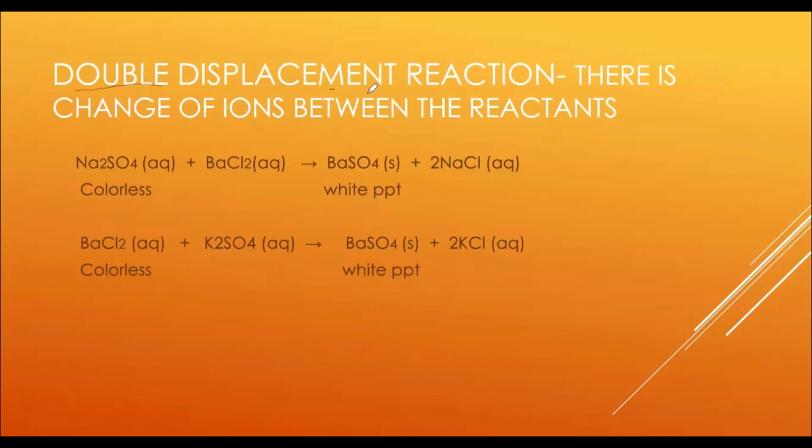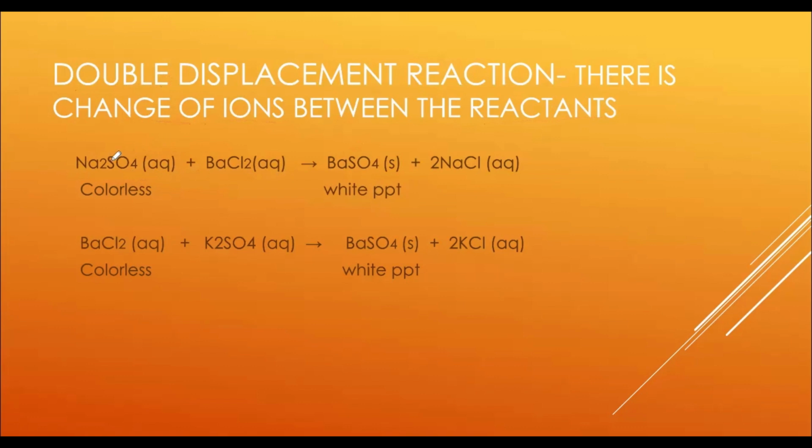Double displacement reaction. In a double displacement reaction, there is an exchange of ions between the reactants. Reactants exchange their ions. Here is an example of the reaction of sodium sulfate and barium chloride. Both salts are soluble in water. They form an aqueous solution, and both salts exchange their ions.